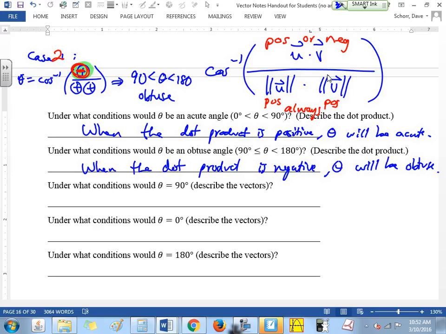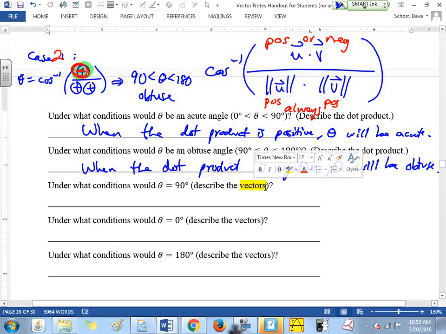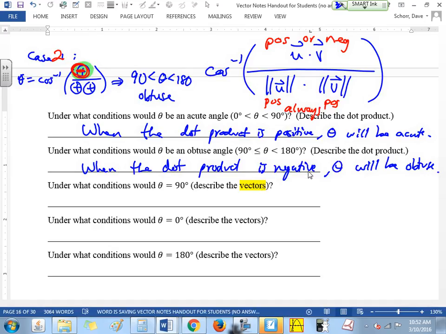Okay? There's a typo here. It says describe the vectors. Can you guys do me a quick favor? Change that to describe the dot product. We've been describing the dot product so far. Okay. Now, think with me. We had case 1 and case 2. In case 1, the numerator was positive, and we got an angle between 0 and 90. In case 2, the numerator was negative, and we got an angle in quadrant 2 between 90 and 180.